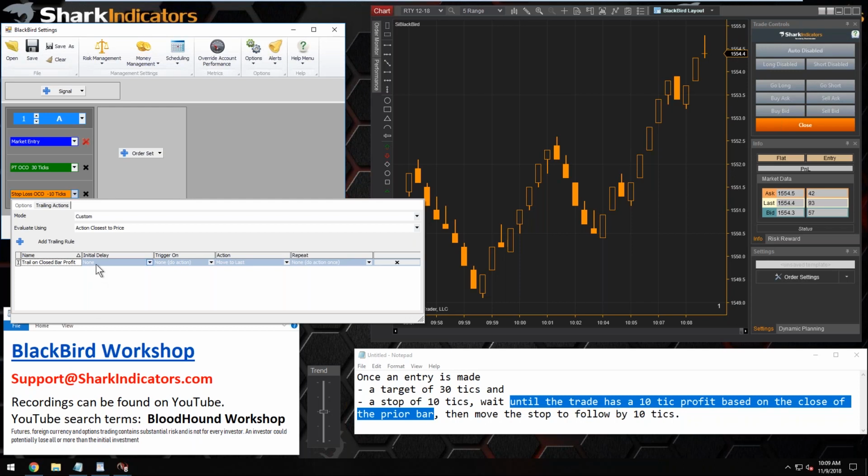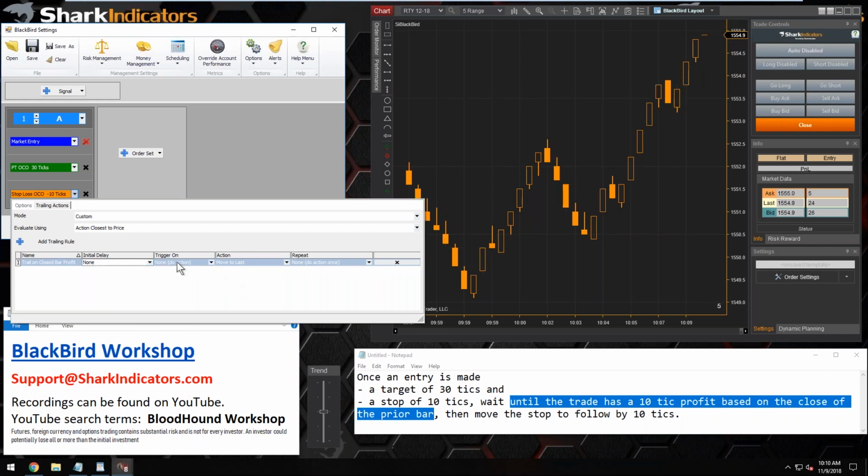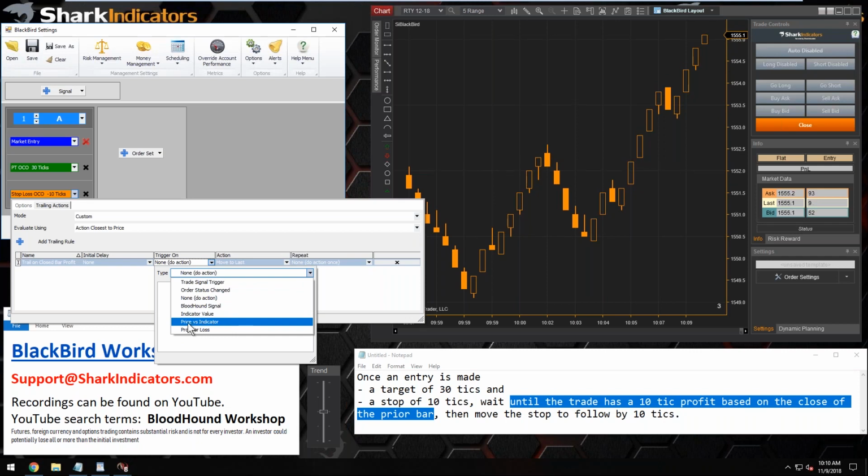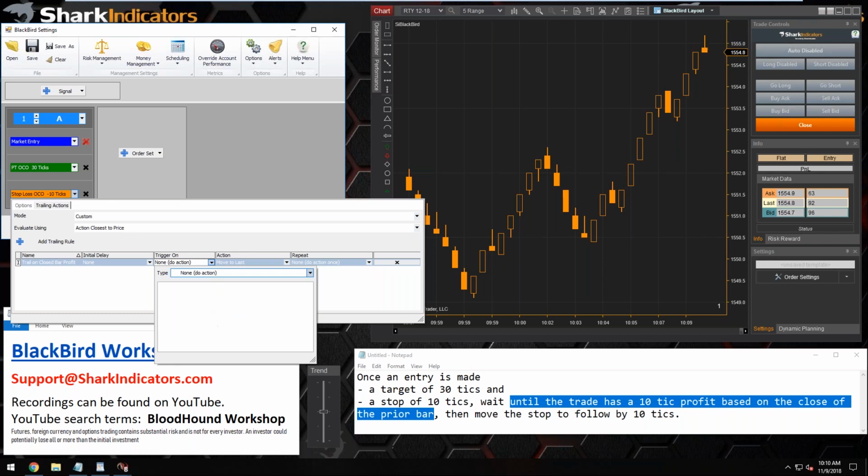So initial delay, we can't use initial delay because that's ticks in direction, ticks against direction. That's looking at live incoming market data, the bar that's building. But we're interested in the bars that have closed. So we're going to have to use a trigger event here. For the triggers, we can do price versus indicator. Price versus indicator could also be price versus price. That's what we actually want, so that's what we're going to use here.